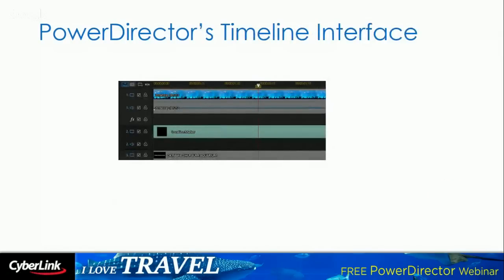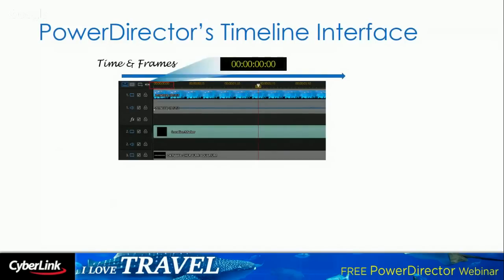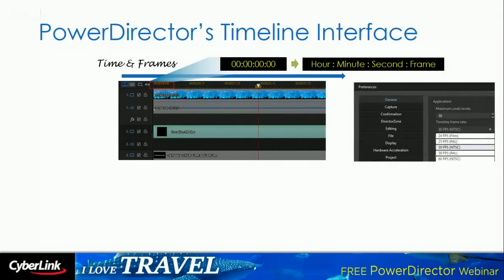You see the timeline is divided by 2 axes. The horizontal axis means time and frames. You see there are 4 digits of numbers in this timeline, which represent hour, minute, second, and frame. For example, if you're shooting a video in 30p, it means you have 30 frames in 1 second. So you can imagine you are composing 1 second of video using 30 still images. This is what the frame represents.